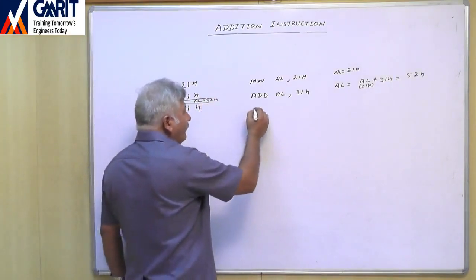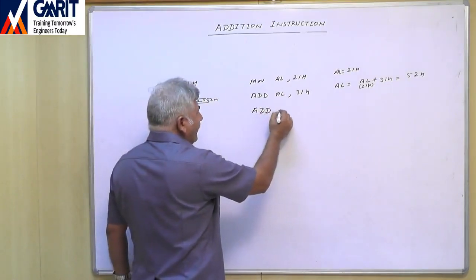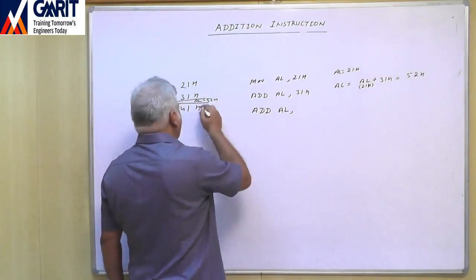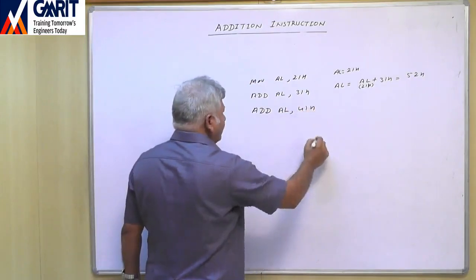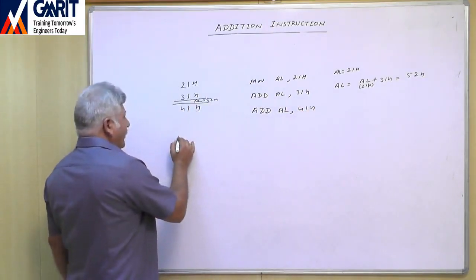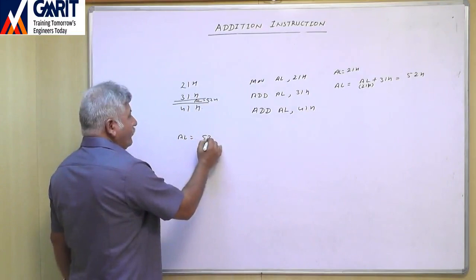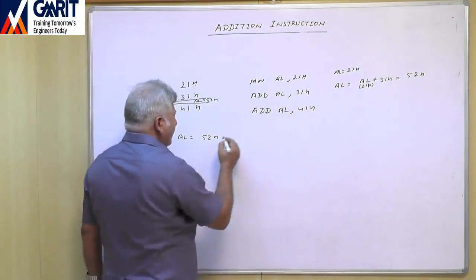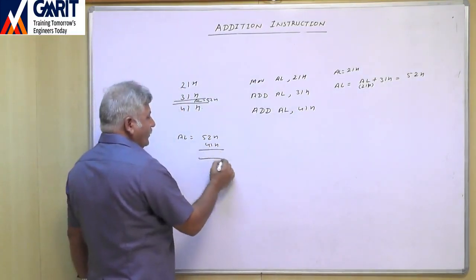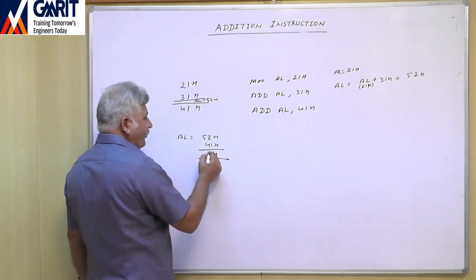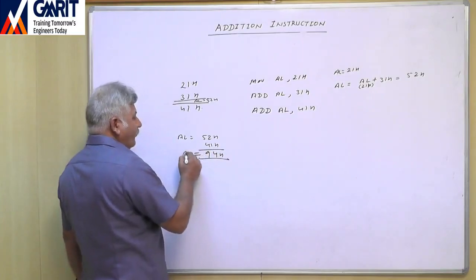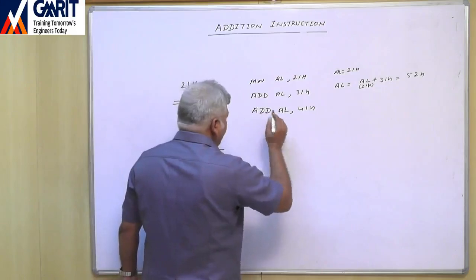Now again we will repeat the ADD instruction, ADD AL, third number 41H. So now in AL we have 52H and the immediate data is 41H. We add these two numbers, so the result is 94H. 94H will finally be stored in AL. So this is our result.